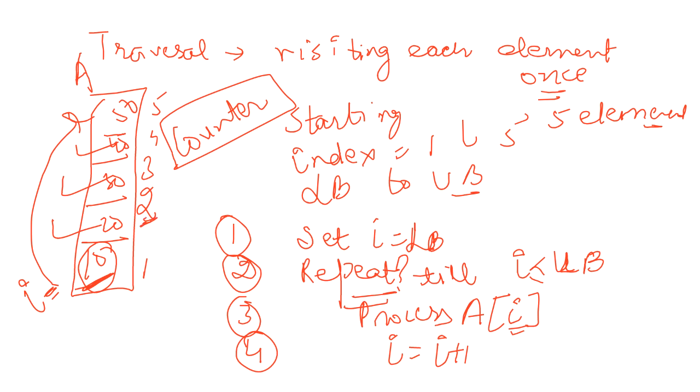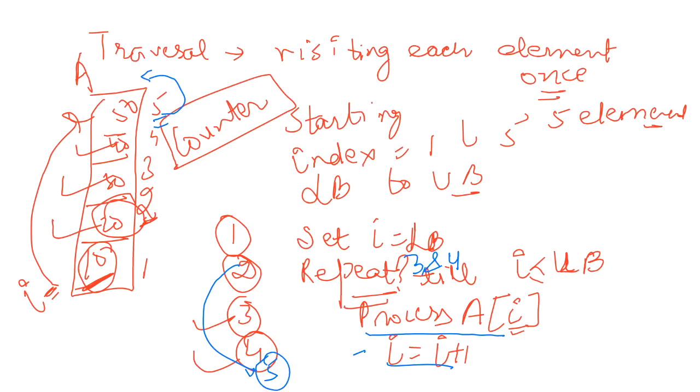These are the two steps that are to be repeated till I cross the upper bound. So I have to repeat step number 3 and 4. You have processed each element, move on to the next element, and you will keep doing this till your I becomes equal to the upper bound. Once it becomes greater than this, you have to stop and your loop will come out at step number 5. And what is step number 5? You will simply exit. Am I clear?